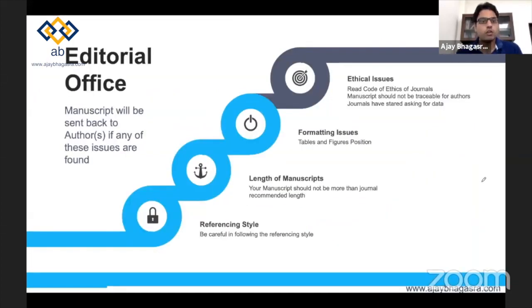So why would the editorial office send back the manuscripts to you? You can talk of referencing style. Be careful about the referencing style. You have a session coming on for this.